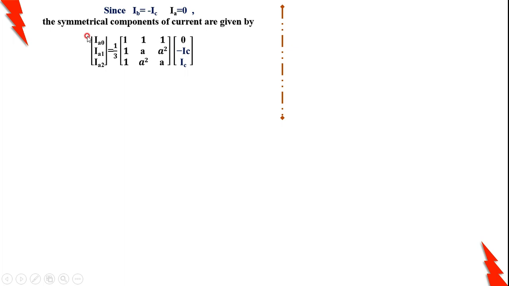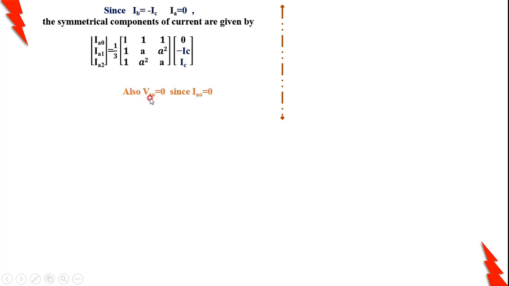Now you go for the current relations. We know that IB is equal to minus IC, and IA is equal to 0. These are the boundary conditions I have got. Then if the same boundary conditions are put in the sequence currents, IA0, IA1 and IA2, then what I am getting is IA is 0, and instead of IB, I am replacing by minus IC because my IB is equal to minus IC.